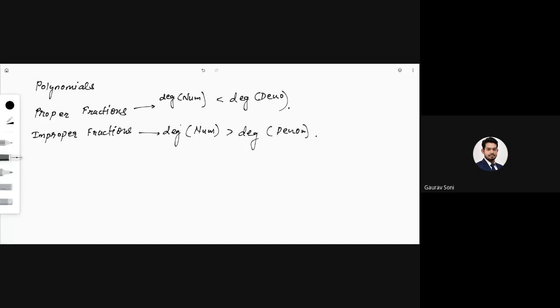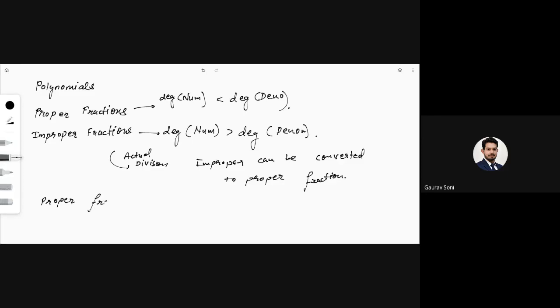So how can I convert improper fractions to proper? By actual division, an improper fraction can be converted to a proper fraction. So at the end of the lecture, I said that once we have a proper fraction, partial fractions can be used.